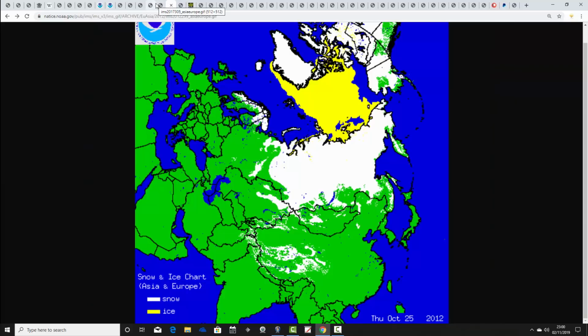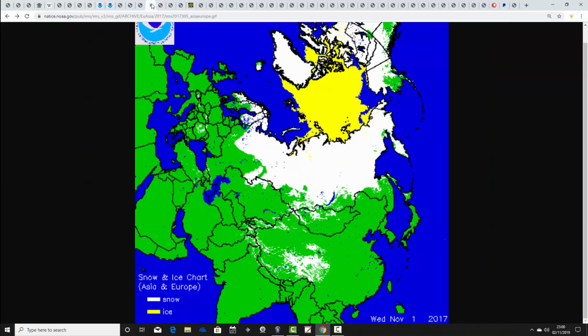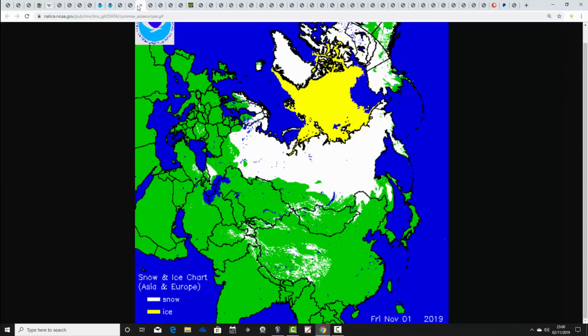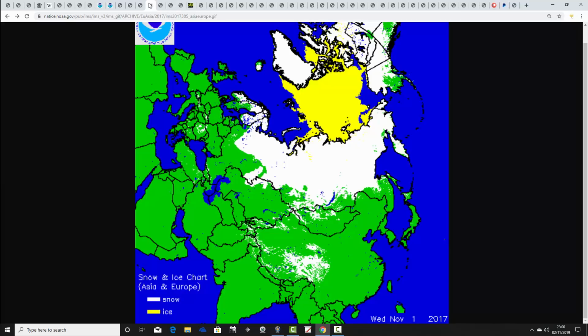So let's see, what have we done there? So that's 2012, that's 2017. Okay, so that's 2019 just there. Sorry about that. So that's how things are looking at this point in 2017. We're ahead of 2017 for Scandinavian snow cover.